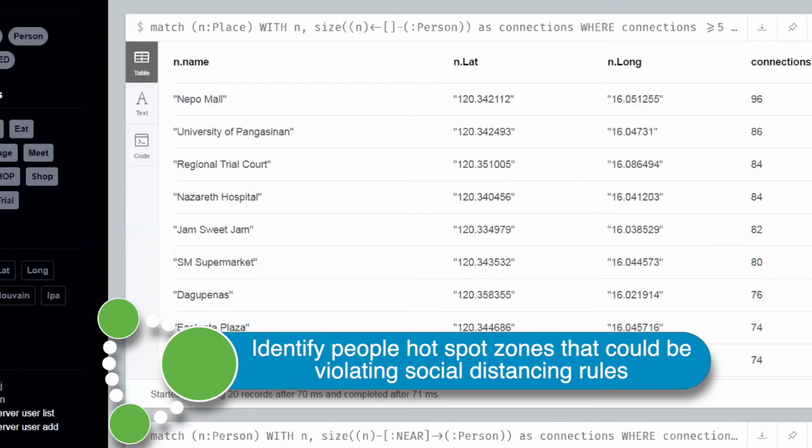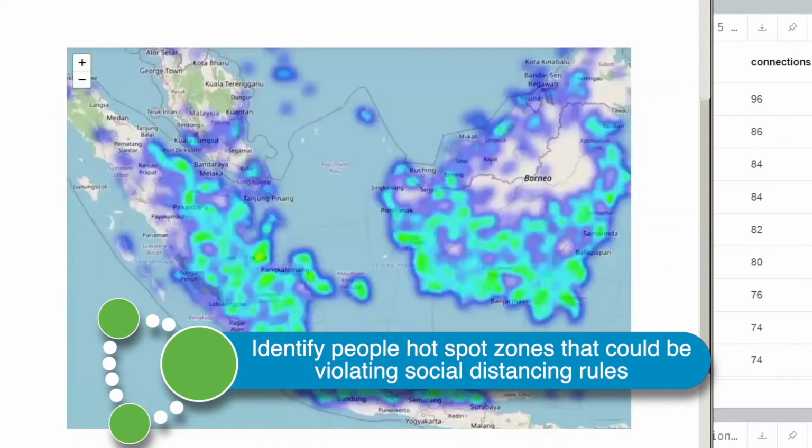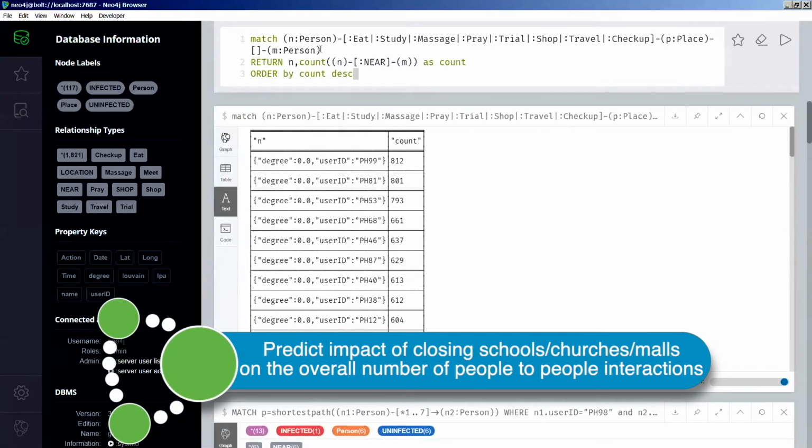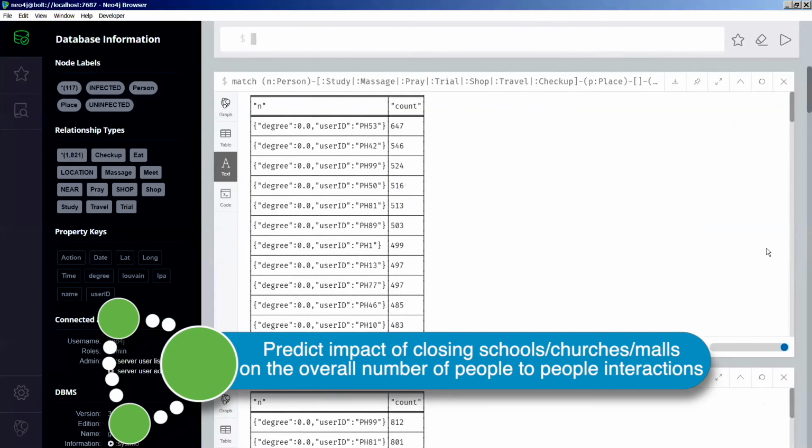Hotspot zones where large crowds gather and where social distancing is not observed could easily be mapped and graphically represented. Simulating the impact of opening or locking down geographic areas, communities, institutions, and industries according to type can be run to predict risk levels based on the number and proximity of human traffic.